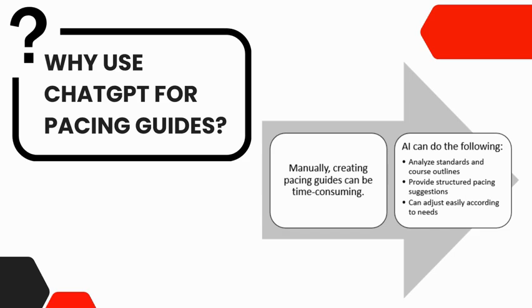So why use ChatGPT for pacing guides? Well, teachers use pacing guides to serve as a roadmap for ensuring that all required content is covered in a logical, manageable way. However, if you've ever had to create them manually, it can be very time-consuming. So you can use ChatGPT or another similar AI tool in order to help analyze standards and course outlines, provide structured pacing suggestions, and allow for quick adjustments based on your needs. By leveraging AI, we can streamline this process and focus more on personalized instruction.